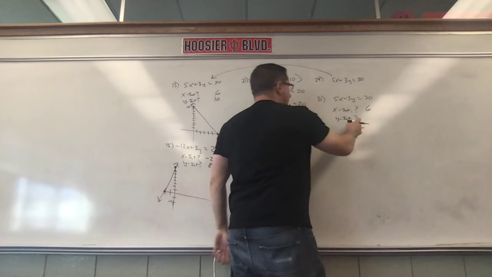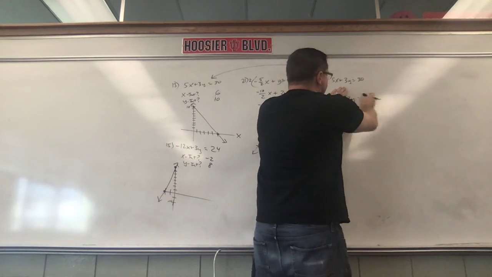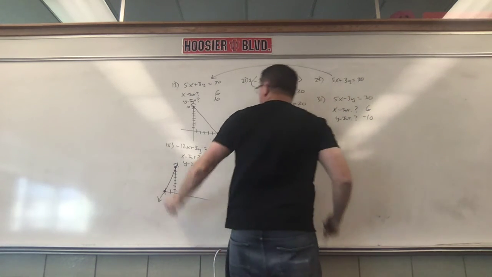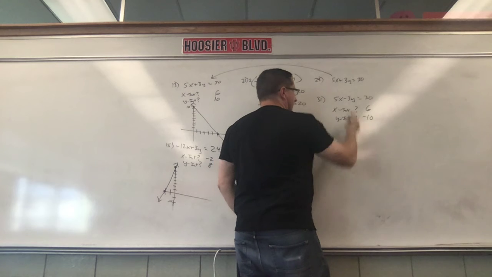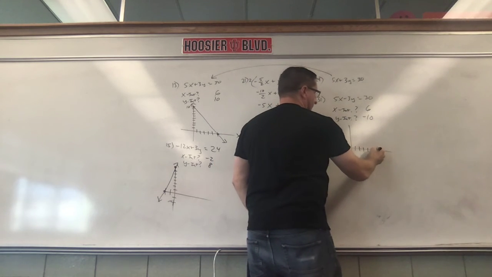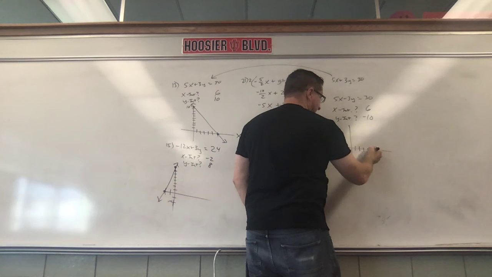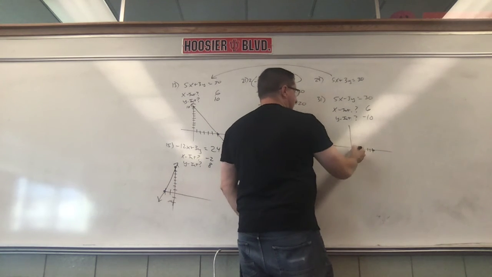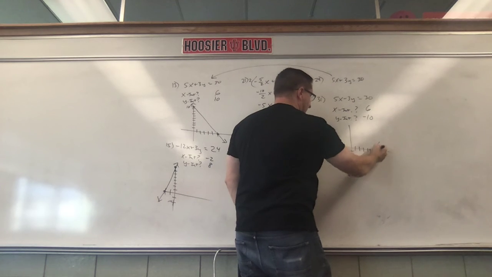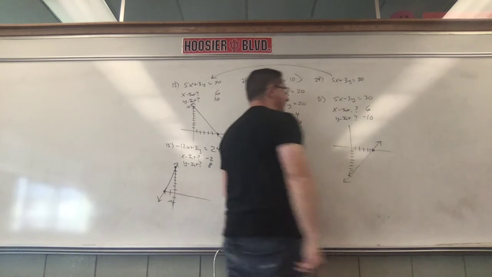To find our y-intercept, cover up the x. Negative 3 times what's 30? Well, negative 10. Over here it was positive 10 because of that negative sign right there. So our x-intercept is 6. 1, 2, 3, 4, 5, that's 6. Y-intercept is negative 10, that's down 10. And there's our line, okay?